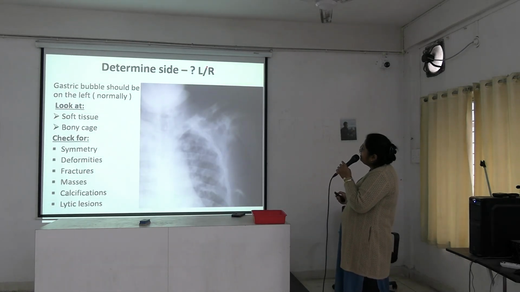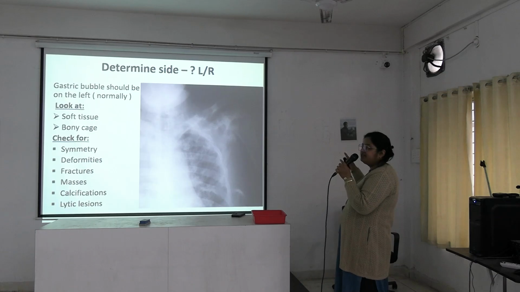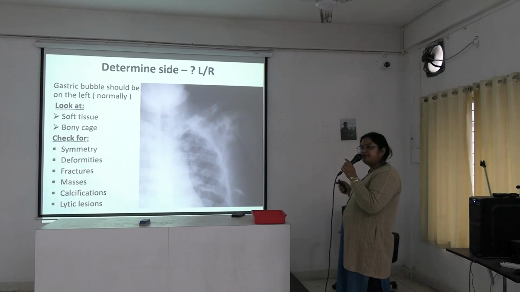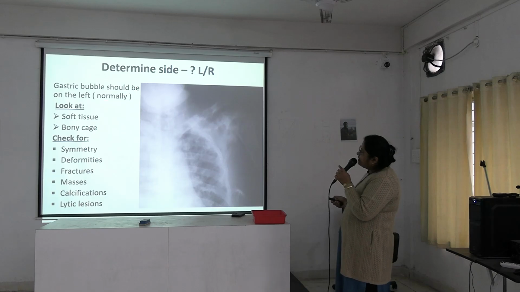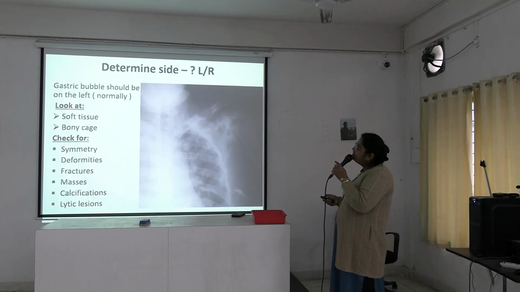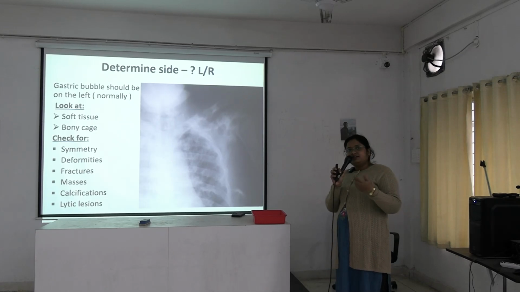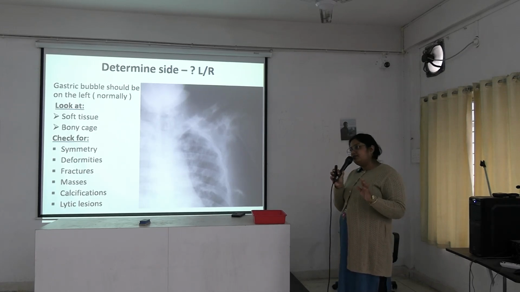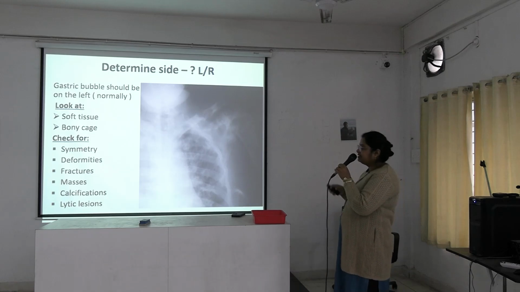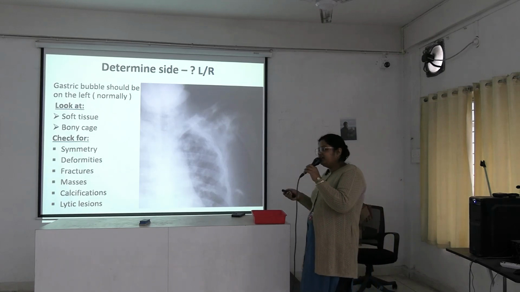Right and left can be determined only from the written L or R. L is left, R is right. You can see the gastric bubble should be seen on the left side. Only if there is dextrocardia will there be a change. Apex of the heart and gastric bubble you can see on the left side. That's how you determine right and left.